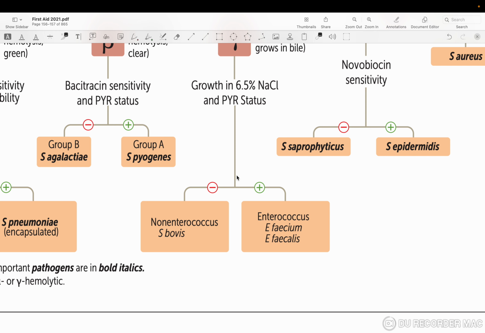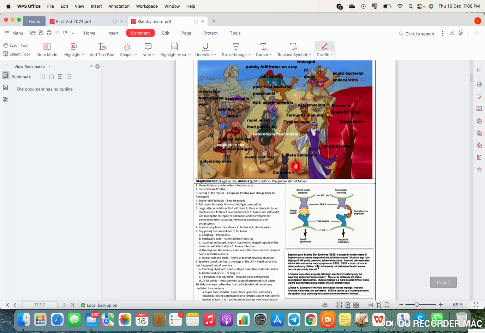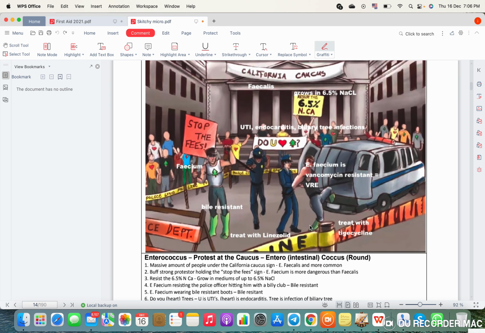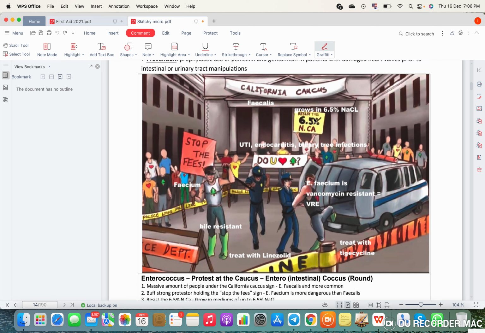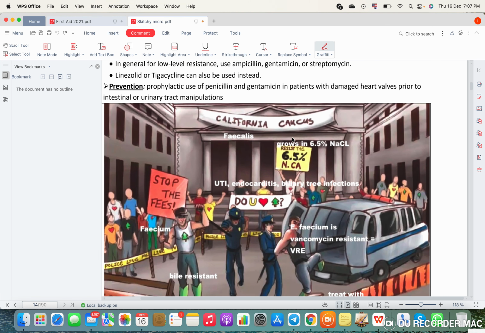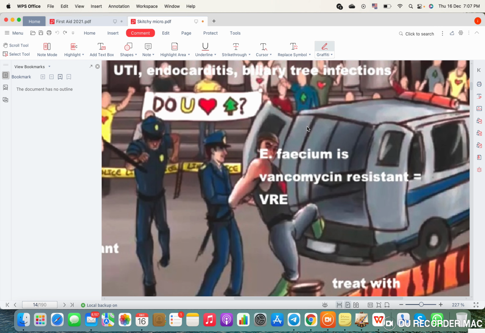As you can see here, we have the following organisms. The first one, we have the Enterococcus faecium and faecalis. These are super dangerous, and I want you to know one thing about them. They happen mostly after urogenital tract manipulation. Okay, so as you can see, this guy is holding the sign 'resist the 6.5 NaCl'. Basically they are doing a protest, and you can see here is the guy. He's quite resistant even to vancomycin. Oh, and this is important.